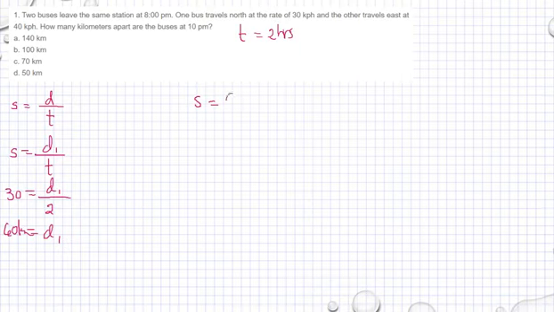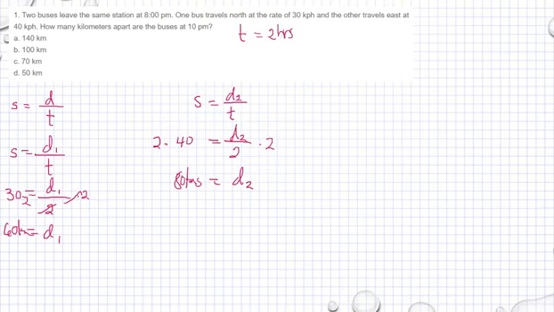The other bus, we call its distance d sub 2, divided by time. Time is still 2. How could I know that it's 60? If we divide both sides of the equation by 2, then we have 60. And then the speed is 40 kilometers per hour, and our distance is 80. If we multiply both sides of the equation by 2 also here, we have 80 kilometers, and then our distance 2.